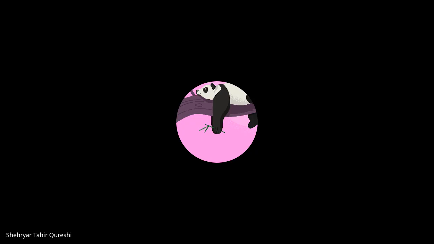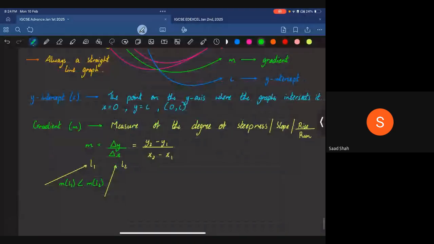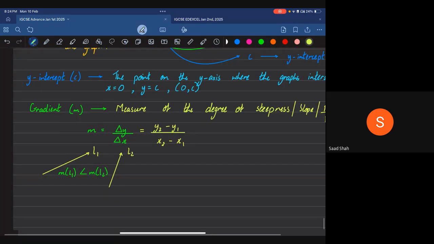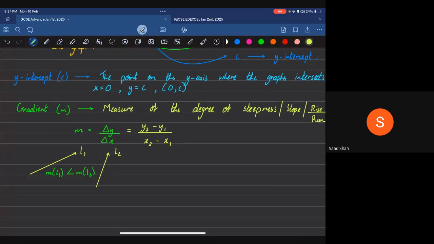Let's begin again. So we saw over here that the gradient of one particular line, which is L2, is greater than the gradient of line L1. And we already know why. What is this? What is going to be the gradient of this line?